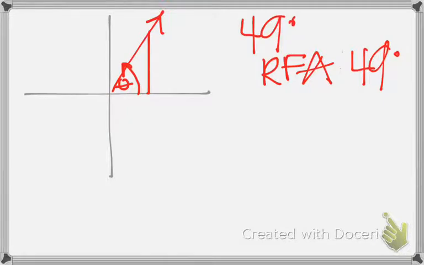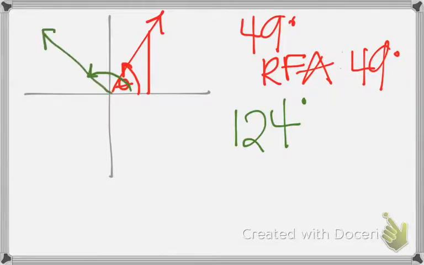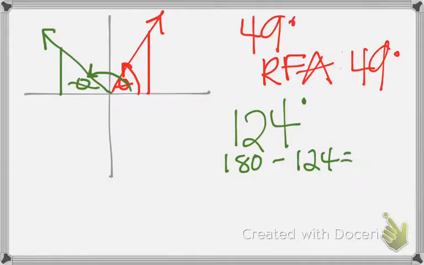Okay, let's say we have an angle of 124 degrees. Now this one is going to go to about right there. Draw that, and we need to drop this down. Okay, we need to find this angle right there. To find that, I'm going to use 180. So I'm going to do 180 minus 124, and that is 56. So my reference angle there is 56.